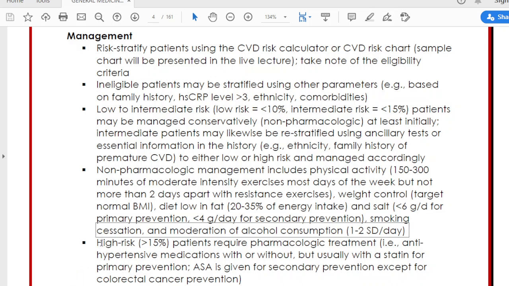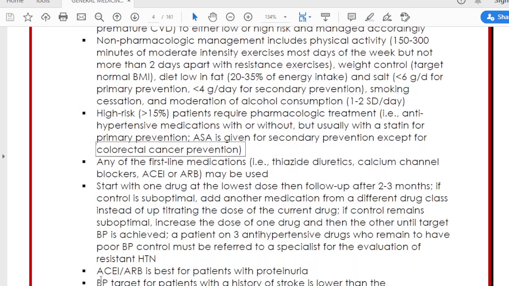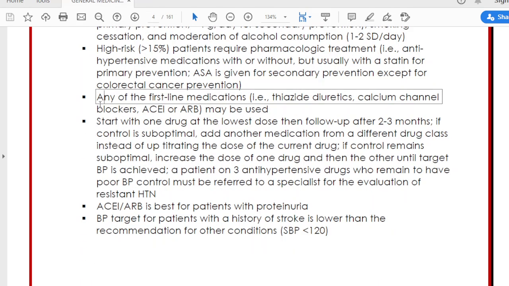High risk, greater than 15%, patients require pharmacologic treatment, i.e., anti-hypertensive medications with or without, but usually with, a statin for primary prevention. ASA is given for secondary prevention except for colorectal cancer prevention. Any of the first-line medications, i.e., thiazide diuretics, calcium channel blockers, ACEI, or ARB, may be used. Start with one drug at the lowest dose, then follow up after 2 to 3 months.